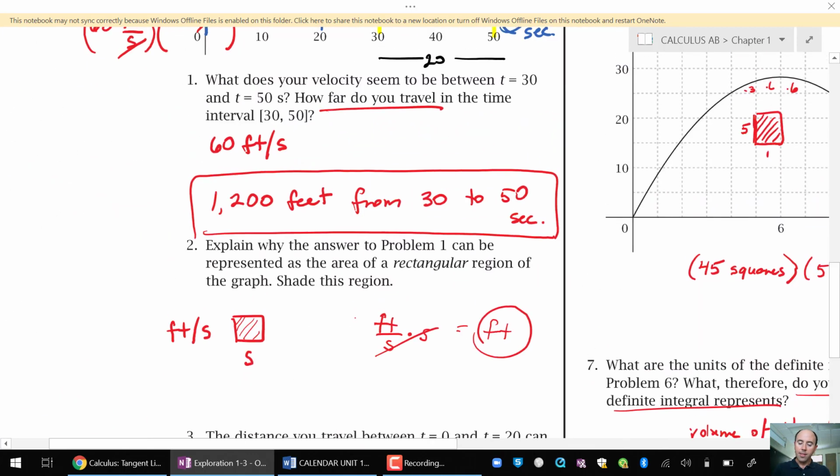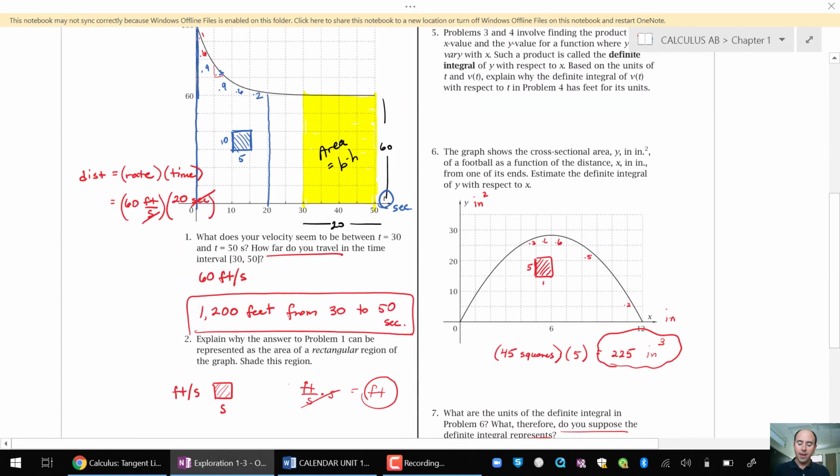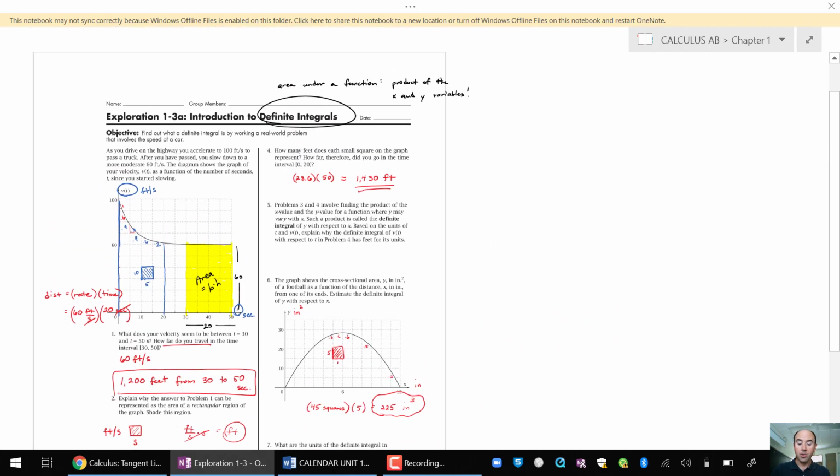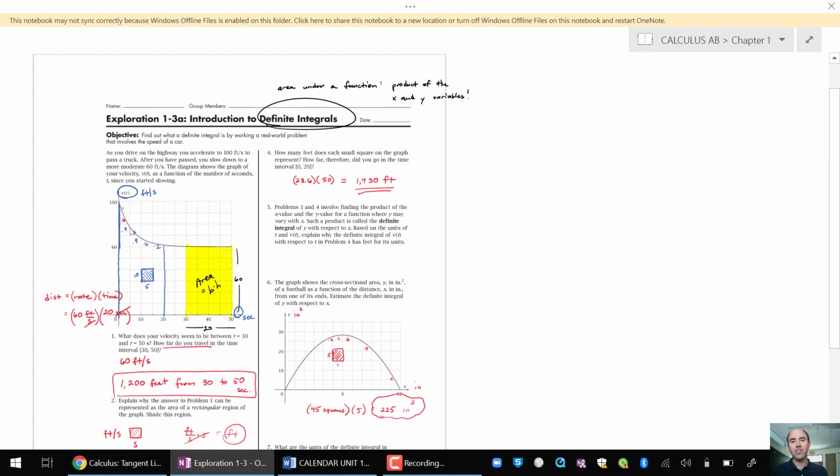And likewise, this distance problem over here, I don't just want to say 1,200 feet. I want to say 1,200 feet traveled by the vehicle from 30 to 50 seconds. So always go back and talk about the bounds, interpret the bounds, interpret the endpoints of the region that you're computing the definite integral across. So that's a brief introduction of a definite integral in calculus and just 2 applications of how it works by counting the squares and approximating the area underneath the function representing the product of the x and y variables.